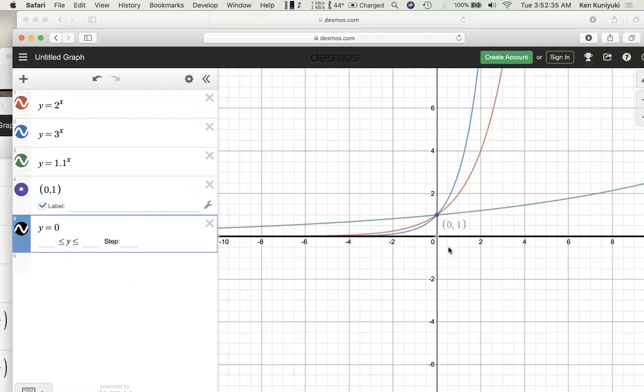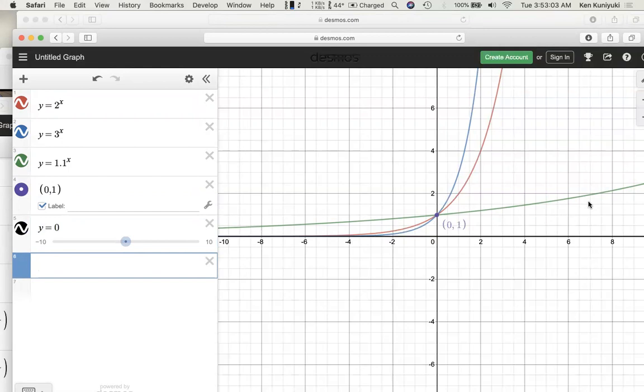Okay, so we have one y-intercept at (0, 1) for all three of these graphs, and we have the x-axis, y equals 0, as an HA for all three graphs as well. Now, what about domain and range? First, let's talk domain. Domain, think x. We pick up every real number as an x-coordinate for each of these graphs. The domain is all real numbers.